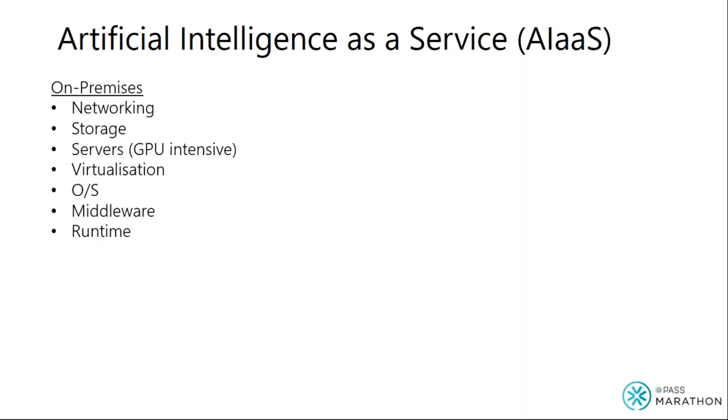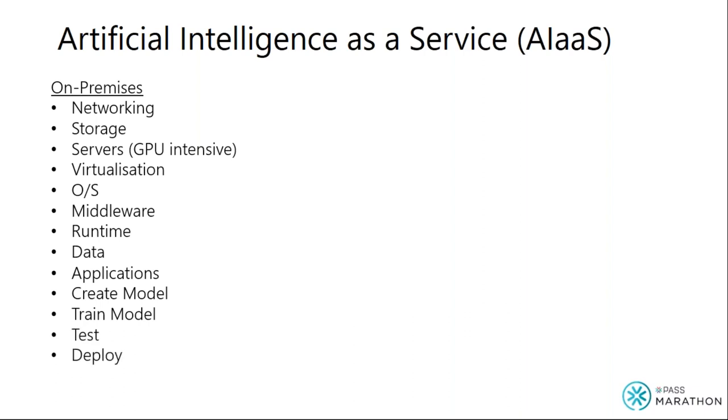Let's say that you want to build an artificial intelligence model on premises. So you're going to need networking, storage, servers, virtualization, OS, middleware, and runtime. Then somebody needs to make the data available for you and install the applications. A data scientist or a developer is going to create a data model, a machine learning model, then they're going to train it, test it, and deploy it. And on premises, everything needs to be maintained. So there is a huge effort involved to build machine learning models.